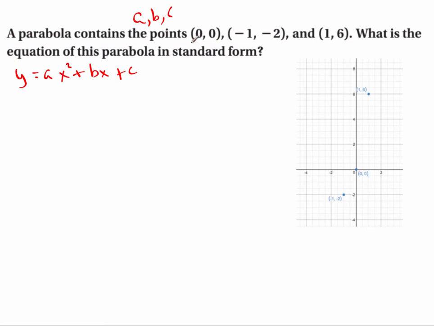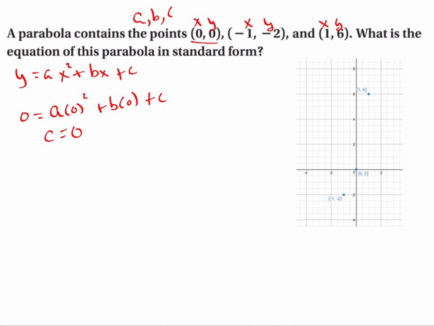So the first equation, I'm going to use (0, 0). Wherever I have an x, I'm going to put in 0. Wherever I have a y, I'm going to put in 0. So the first equation is 0 is equal to a times 0 squared plus b times 0 plus c. Okay, this one's going to be easy for us. This is 0, this is 0. This tells me immediately that c is 0. That was convenient. Doesn't happen often.